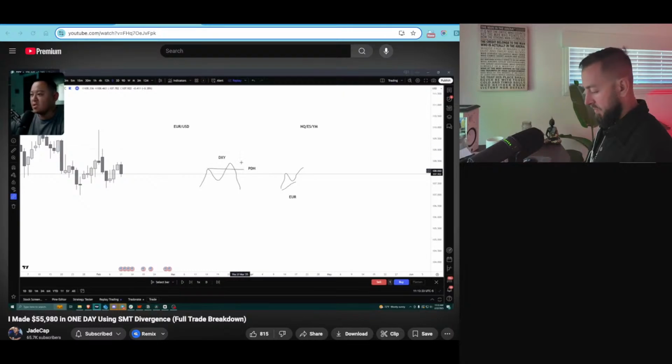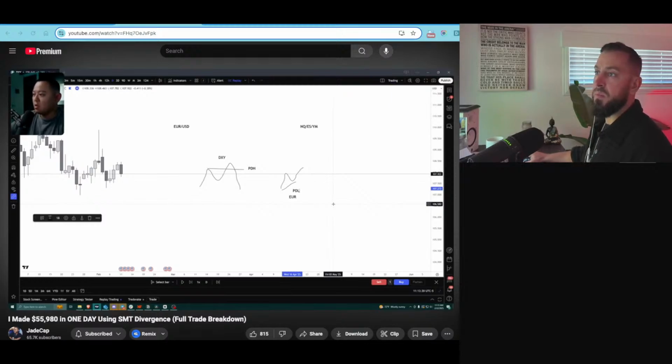So when we have a previous daily high being swept out on the dollar, what would you expect? You would expect the previous daily low to be swept on the euro. When you don't see it being swept out, this is giving you the indication that there's strength in the euro. Very simply put, when we're looking for divergence, these markets should be in sync because they're inversely correlated.